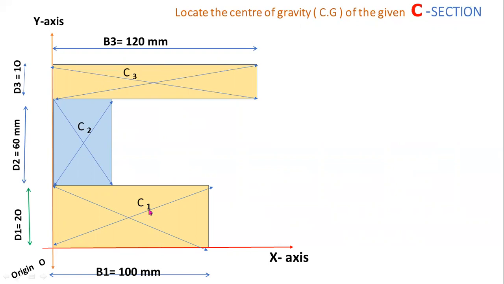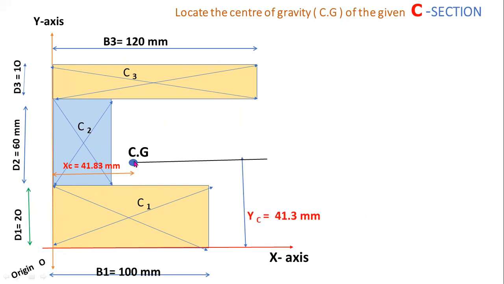Okay, here C1, C2, C3 are the individual centroids, whereas CZ is the centroid of the entire C section. XC is the distance of centroid CZ from the y-axis. In a similar way, YC is the distance of centroid CZ from the x-axis. Okay, so this is the final position of the centroid of the C section. This is the last step for this problem.